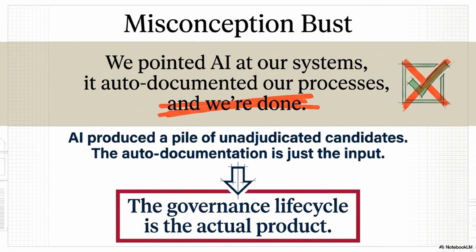Now, the misconception this episode exists to kill. It goes like this. We pointed AI at our systems. It auto-documented our processes. That's the finished product. Discovery is done. No. What Discovery produced is a pile of candidates. Plausible, grounded, and entirely unadjudicated. Ship them unchallenged and you haven't documented the bank. You've published unverified claims at scale.